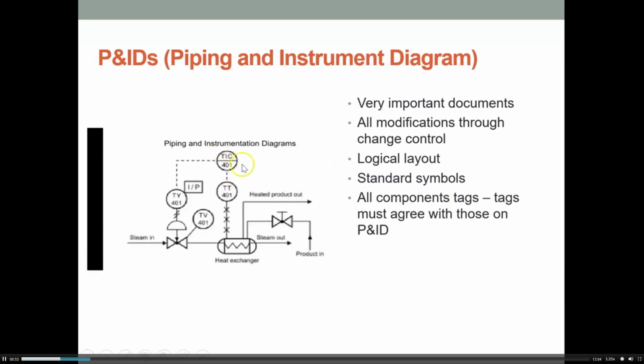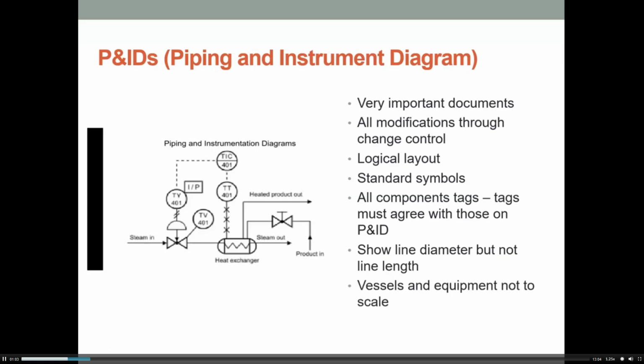And you can see here, these are all the tags for these pieces of equipment. They show a line diameter, but they don't show the line length necessarily, so they're obviously not to scale. The vessels and equipment are obviously not to scale either. In your appendix section, there is a YouTube clip which goes through all of the details of the P&ID drawing and what all of the symbols mean, and it's worth having a look at it.